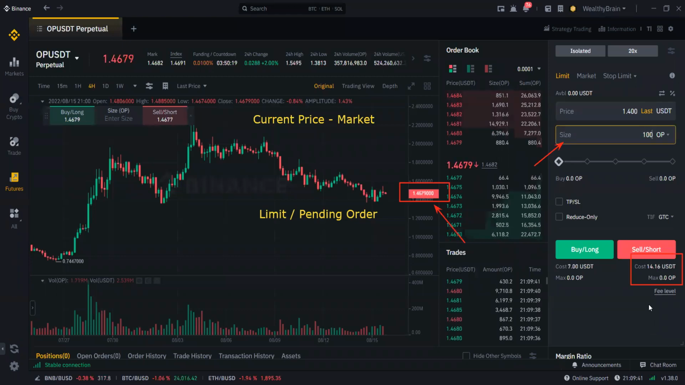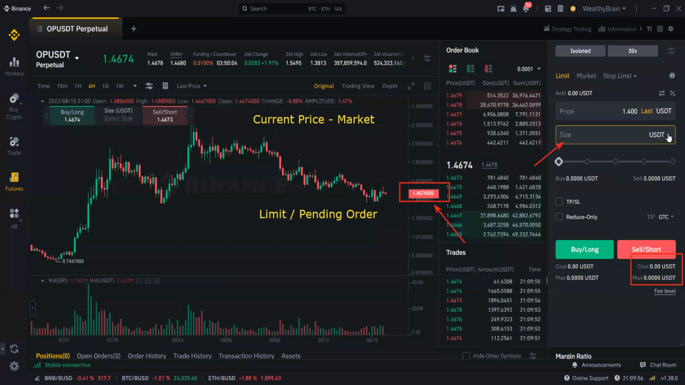So let's assume you have only $100 in your futures trading account and you want to use the whole $100, you don't need to click on the size. You just need to move. Can you bring your cursor to the size? Yes. Move to the left a bit. To the left. To here. Thank you. Yes, exactly there.